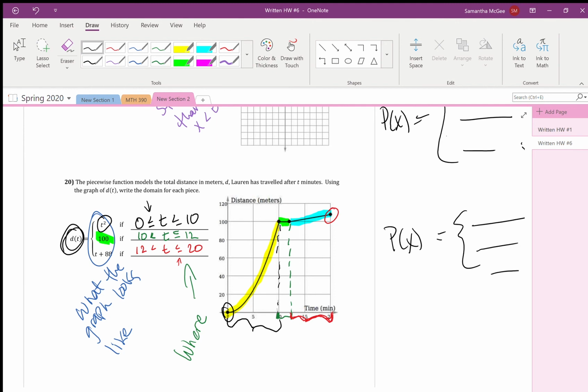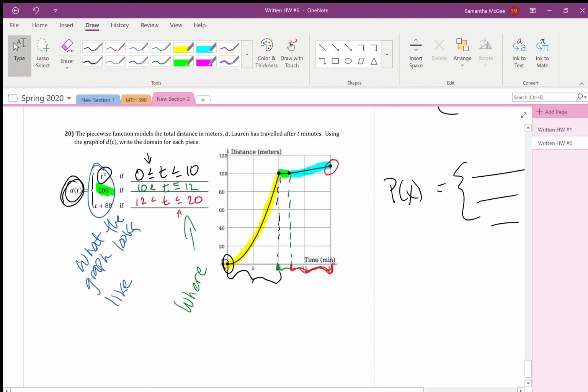So our goal in this problem was just to find the domain pieces, where the graph looked like each function. So we said that the graph looks like t squared between 0 and 10, and so on. And then there's still the question of how did I know that that value was 12?